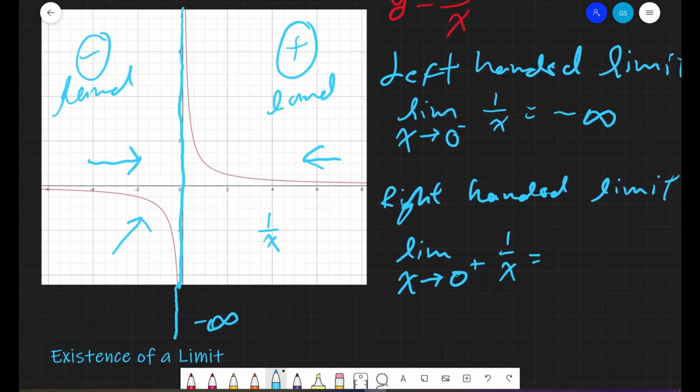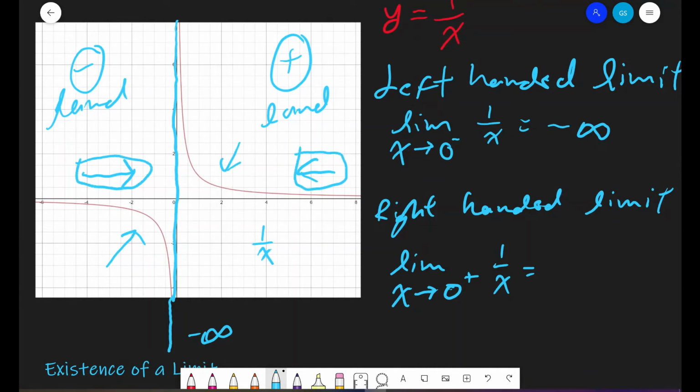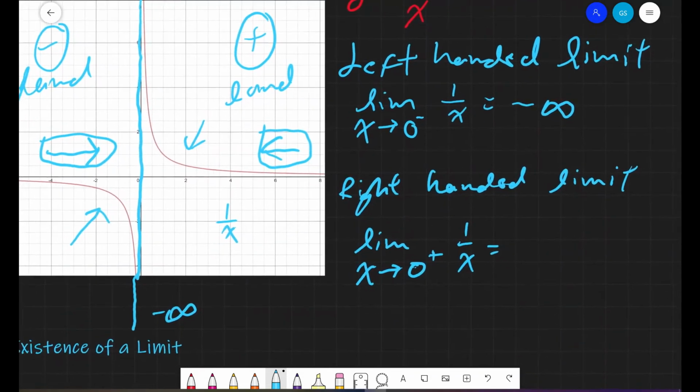And then with the right-handed limit, similar idea, except now it's going up. So we're going to look at this guy. Maybe I should box this up to show the direction. Looking at this, we can see it's increasing and increasing as x approaches 0 from the right. It's eventually going to equal positive infinity. So I hope that makes sense.